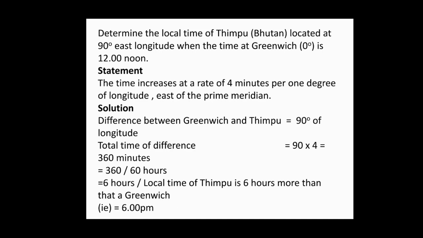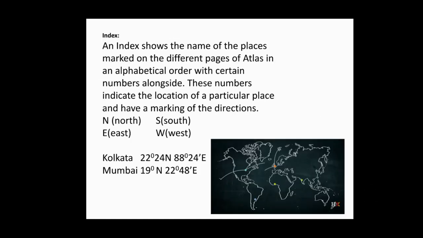So 90 into 4 is 360 minutes. So 360 minutes divided by 60 is equal to total hours. So totally 6 hours. So that is referred to as 6 p.m. So at Bhutan Thimphu, the time is 6 p.m. So this is what the calculation is.